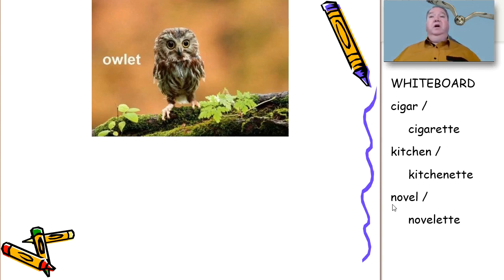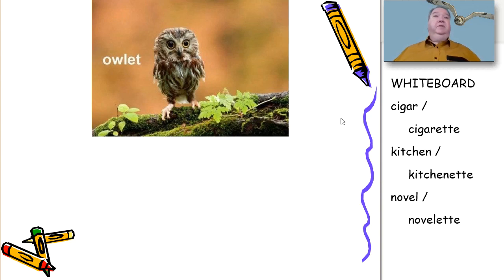Or you're familiar with novels, with books. A short novel, a small novel, could be called a novelette. Novelettes are usually not serious topics, and a lot of times they're kind of romance novels. So sort of lighter material and a shorter read, a novelette. So cigarette, kitchenette, novelette, owlette.